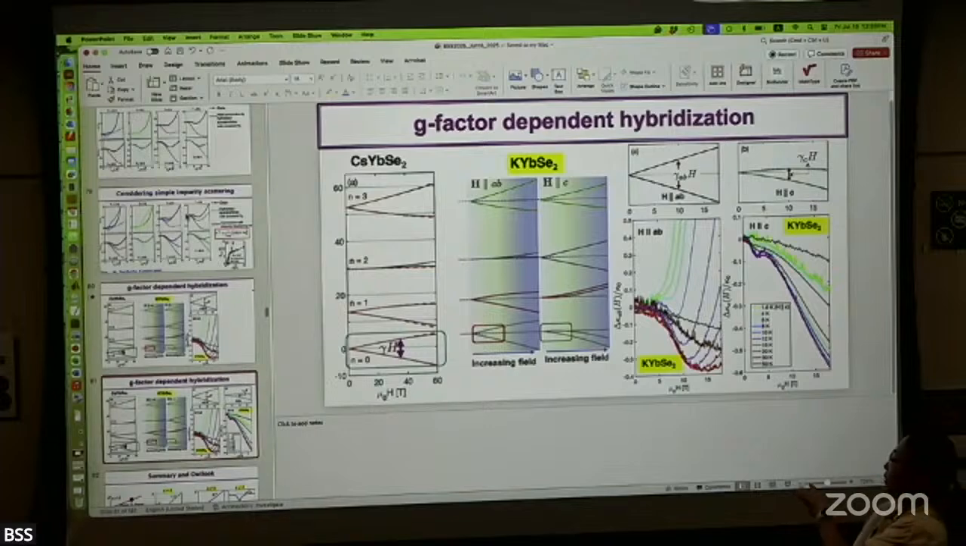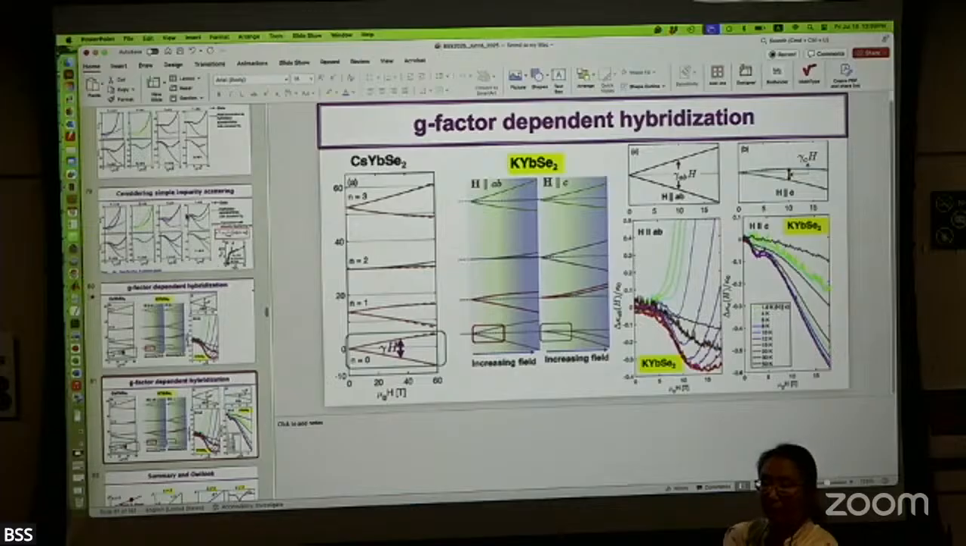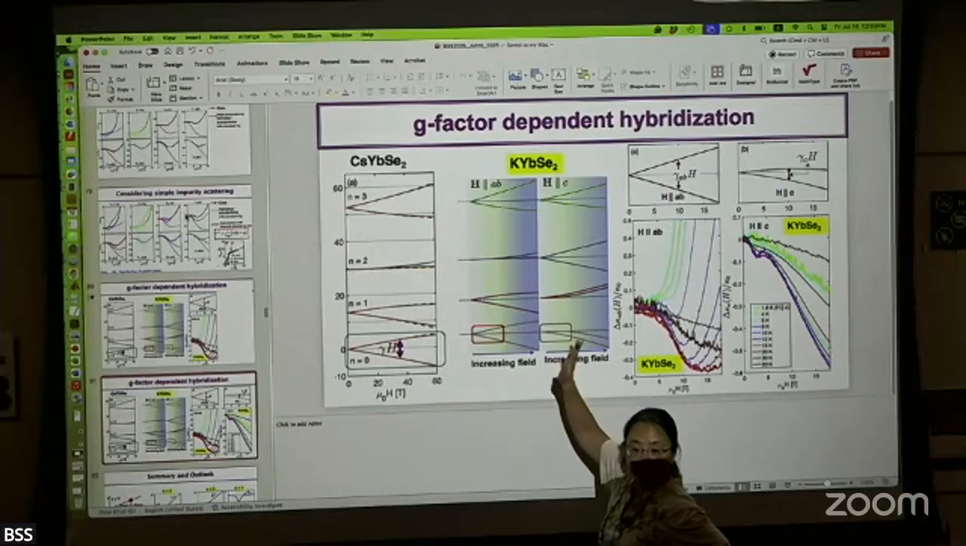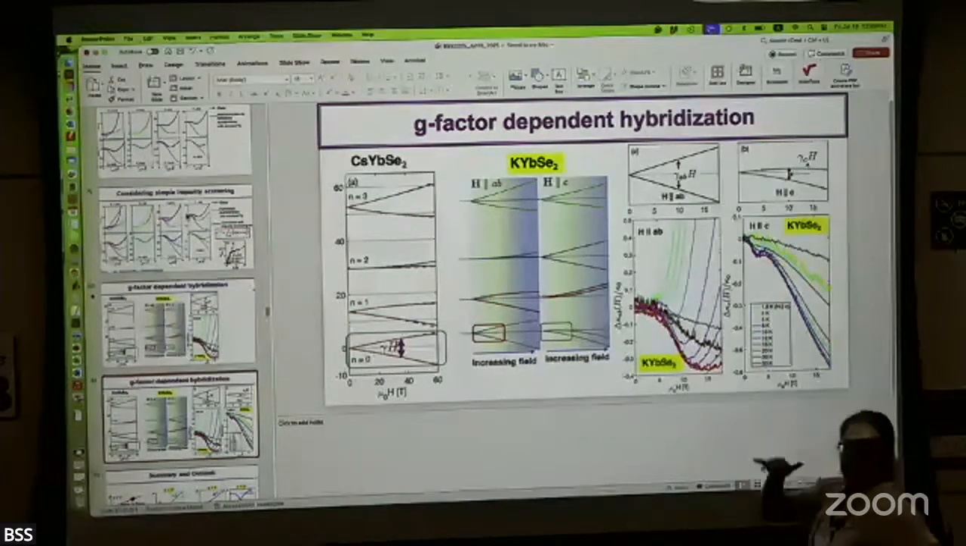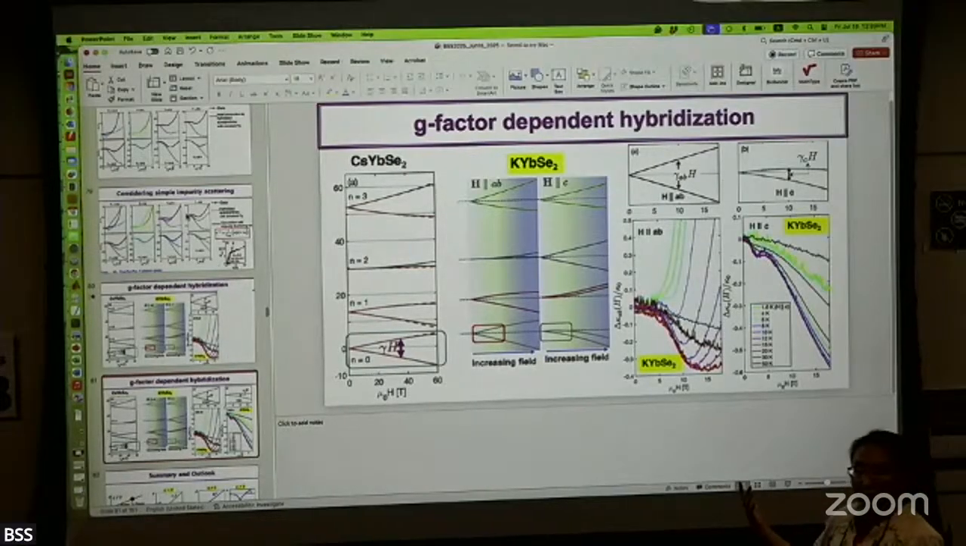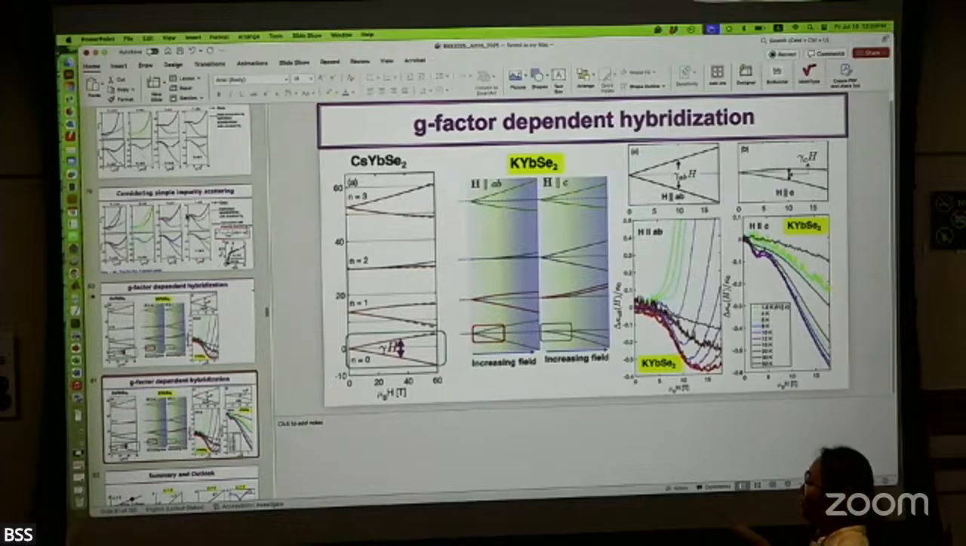All those neutron spectra are taken at 50 millikelvin, where they are really staying down here, and there's no field dependence. In my energy scale, the exchange energy scale is so small that it doesn't do anything. So this is completely single ion physics.